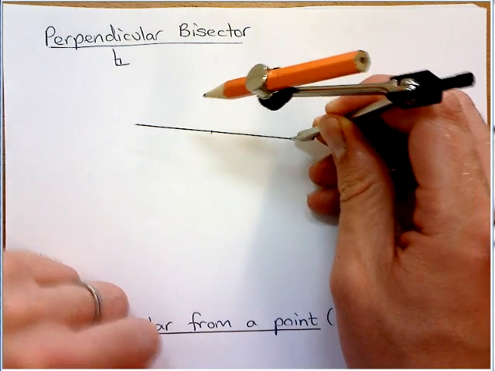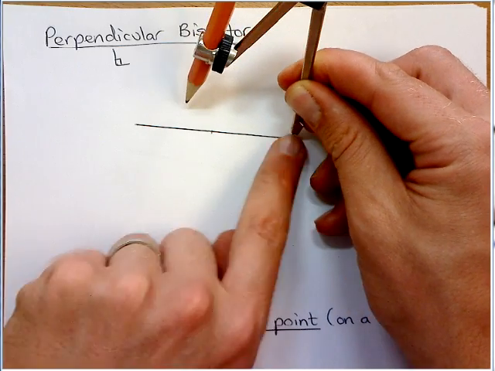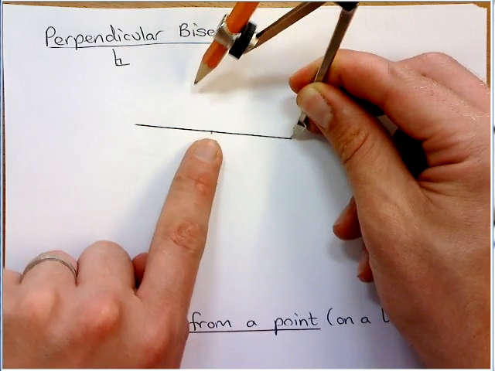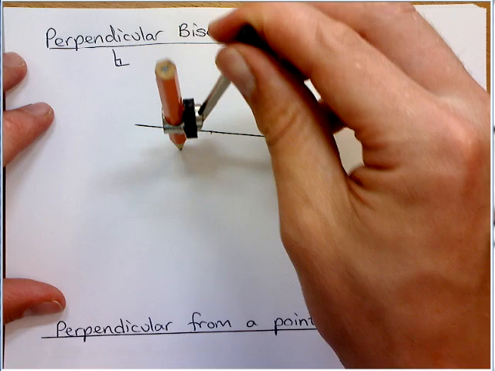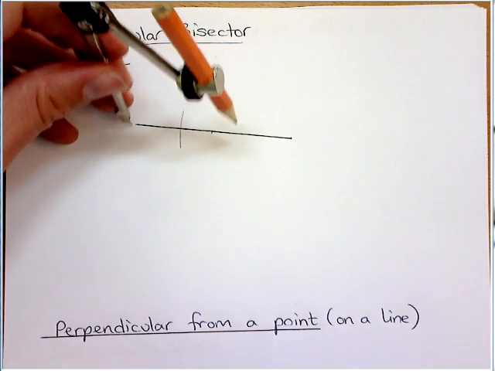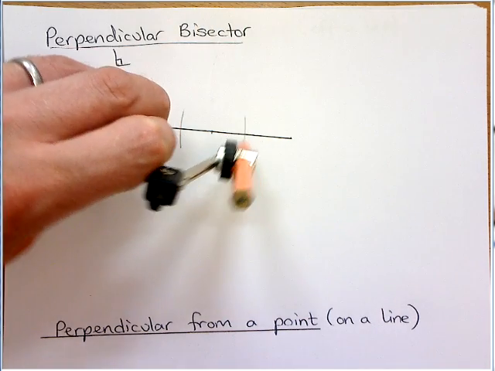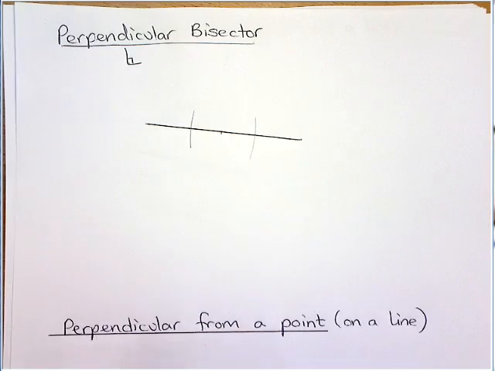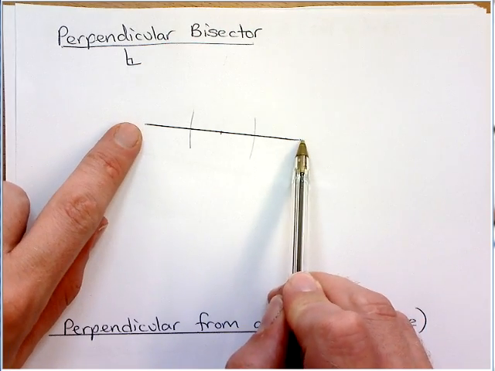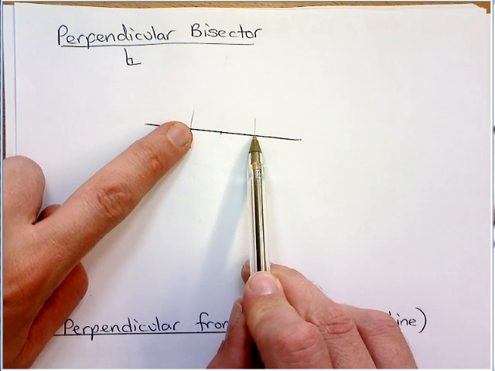So what I'm going to do is open my compass to some distance that's more than halfway along. So I estimated there to be halfway. I'm going to make an arc here. And don't change the size of your compass, and just do the same there. Now, what I've effectively done is the middle of this line, let's say it is there, is exactly the same as the middle of that line.